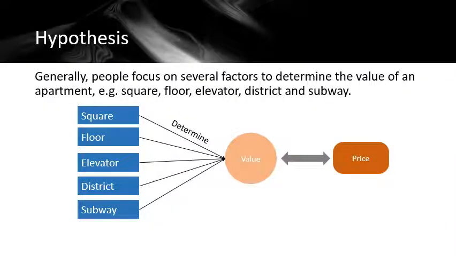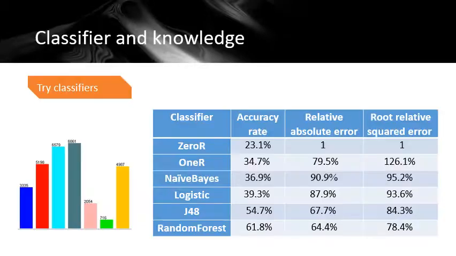We made a simple hypothesis, based on our experience, that generally people will focus on several factors that will finally determine the value of an apartment or a house. And here, square, floor, elevator, district, and subway, we think those are the 5 most important factors, and we will try to find out whether this hypothesis is true in the following analysis.